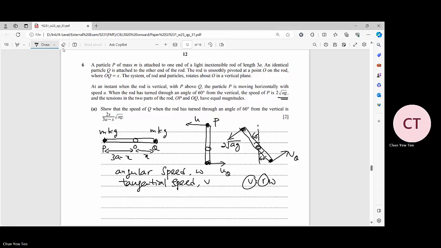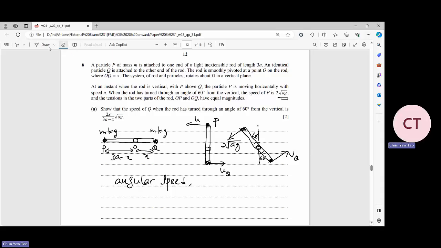So you can see that the tangential speed depends on the radius. By right, because they are on the same rod, the speeds are the same. What we mean is that the angular speeds are the same, not the tangential speeds. So over here, we start from angular speed. The angular speeds of P and Q are the same. Omega P is equal to omega Q.